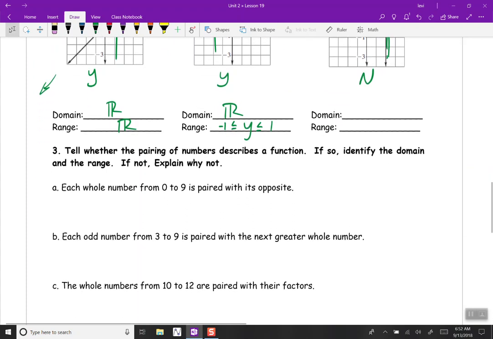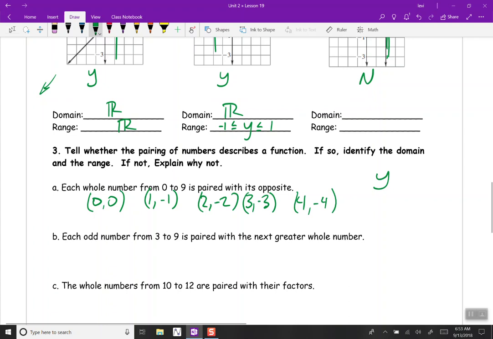Tell whether the pairings of numbers describes a function. If so, identify the domain and range. If not, explain why not. Each whole number from 0 to 9 is paired with its opposite, so that would be 0. The opposite is 0, I guess. 1 would be -1. 2 would be -2. 3 would be -3. 4 would be -4. So is this a function? Yes. Because for the same input we're having the same output each time.